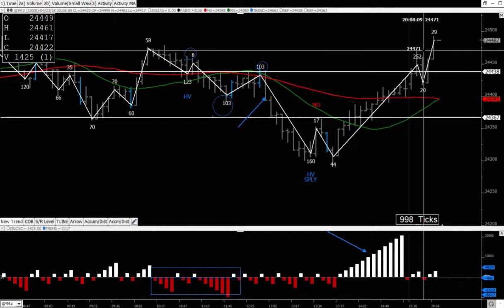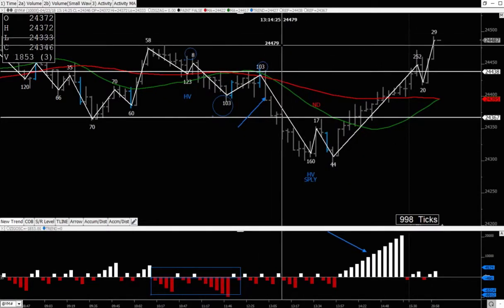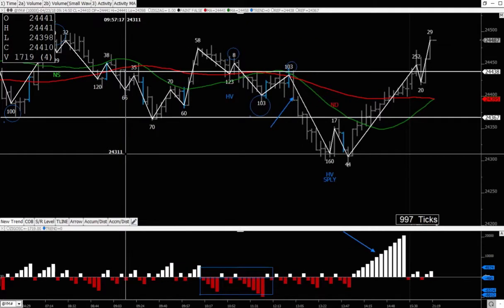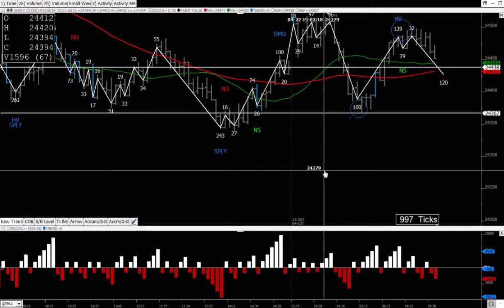and we're going to see what happens, whether they keep it in the range or whatever happens. Whatever happens, happens. That's all I've got to say.